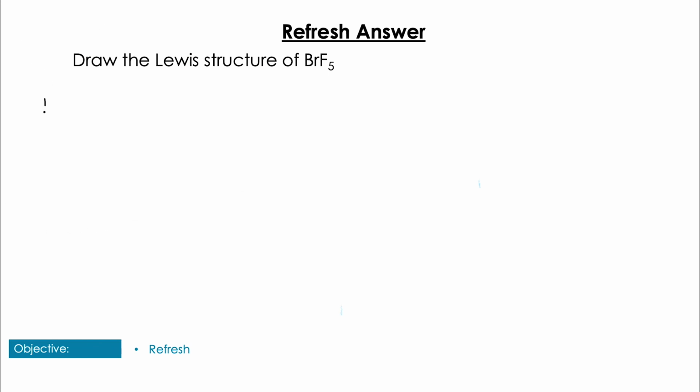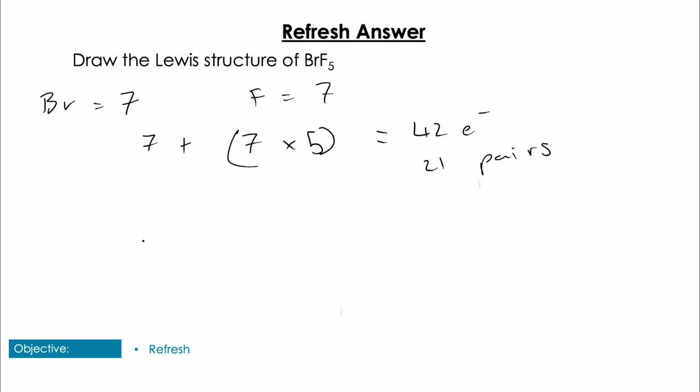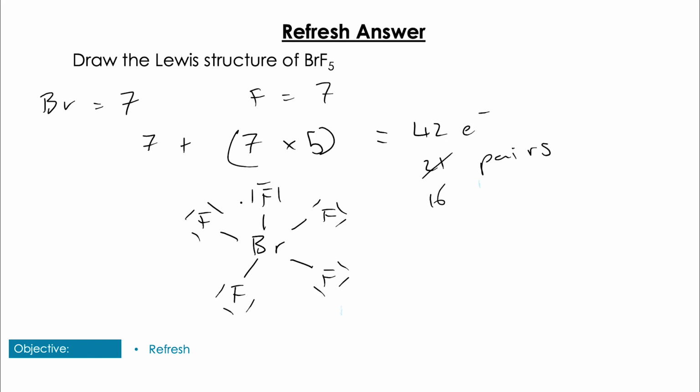Okay, so when drawing BrF5, we're going to follow those steps that we outlined in the previous video. We're going to count up all of the electrons in the molecule, which is 42, gives us 21 pairs of electrons. Bromine is less electronegative than fluorine, so we put bromine in the middle and join all of the fluorines to it, which leaves us 16 pairs of electrons that we then place around each of the fluorine atoms around the outside, leaving one remaining, and then we put that one on the central atom, giving us this structure here.